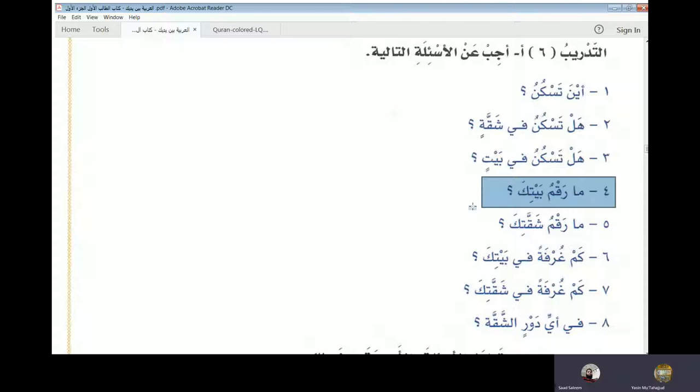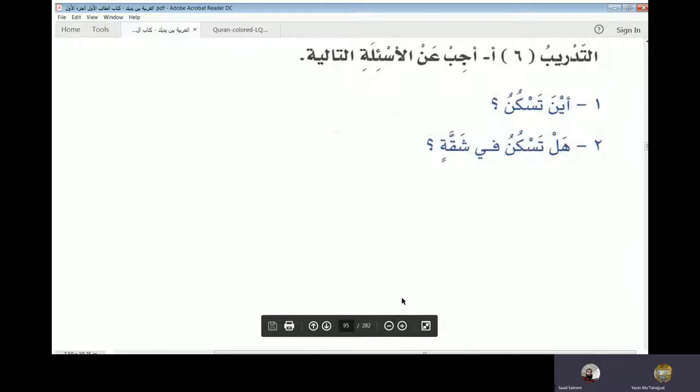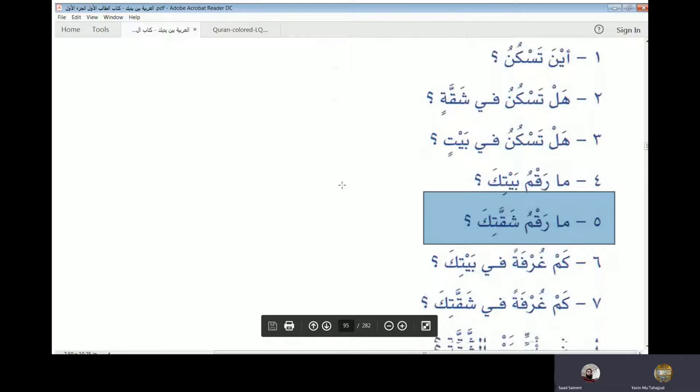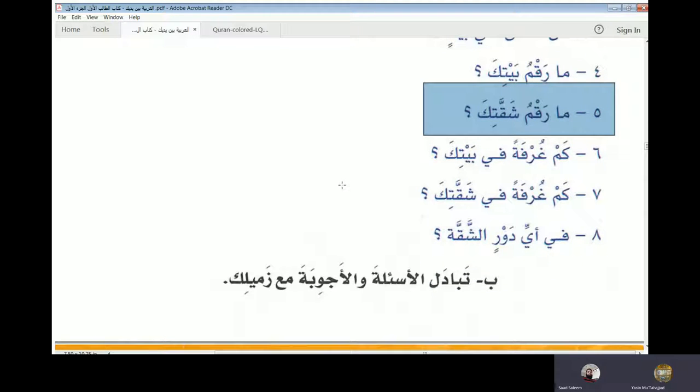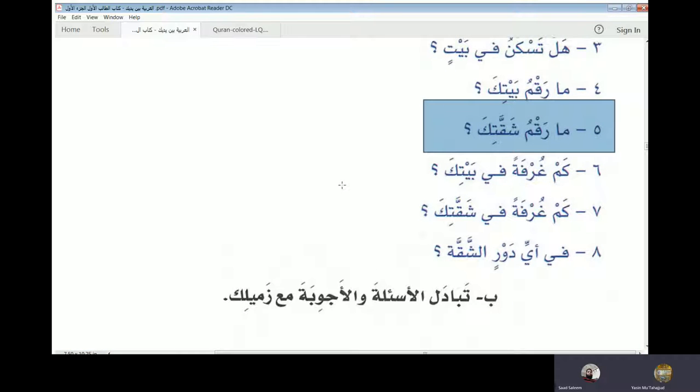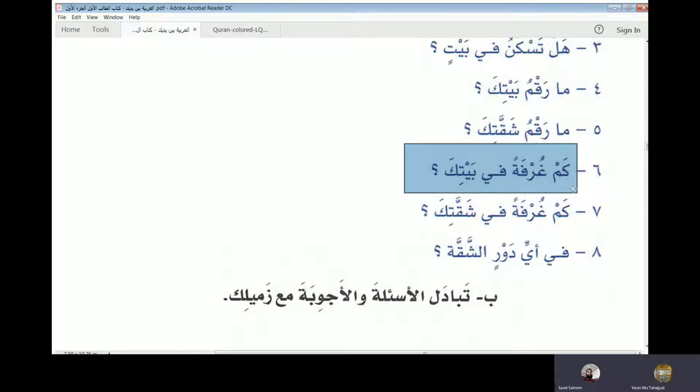Ma raqamu baitika? Khamsa. Okay. Raqamu baiti khamsa. Ma raqamu shakatika? Arba'a. Raqamu shakati arba'a. Okay. Kam ghurfatan fi baitika?